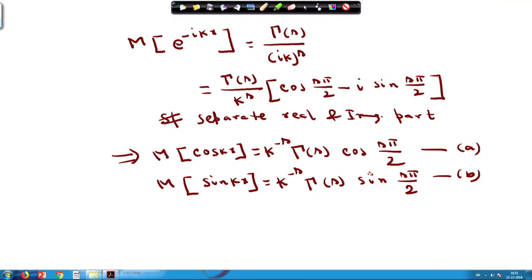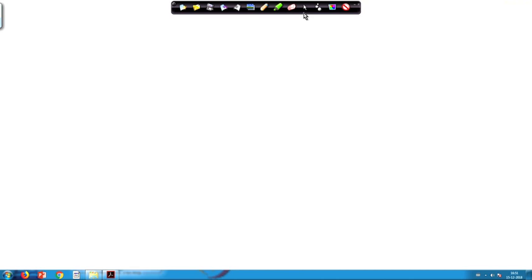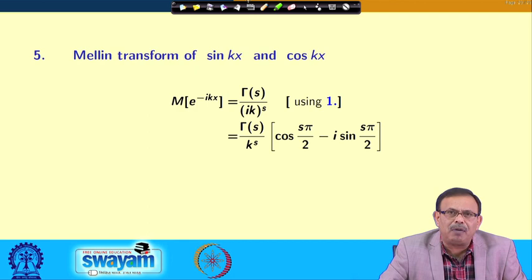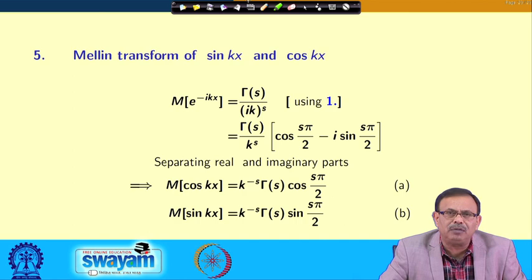Using this Mellin transform, you can find out the Fourier cosine transform and Fourier sine transform of this function itself. So, that I will show you. The Mellin transform of sin kx, we know it using equation 1, using problem 1. The Mellin transform of e power minus i k x is gamma s by (i k) to the power s, which you can write as gamma s by k to the power s, and i to the power minus s can be written as cos s pi by 2 minus i sin s pi by 2. Again I can change it in the form of cos and sin, and if I equate the real and imaginary parts, I will obtain the Mellin transform of cos kx as k to the power minus s gamma s cos s pi by 2, whereas the Mellin transform of sin kx equals k to the power minus s gamma s sin s pi by 2.